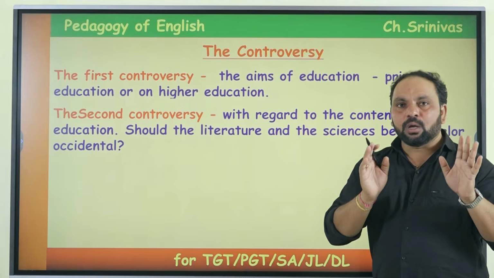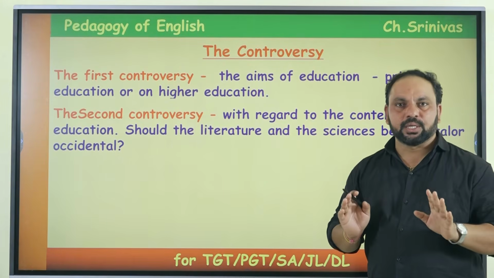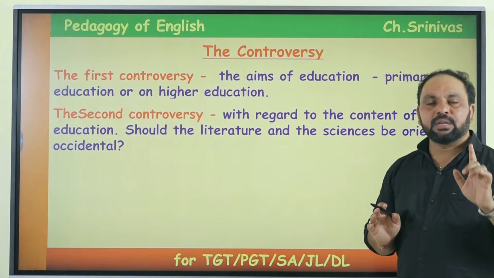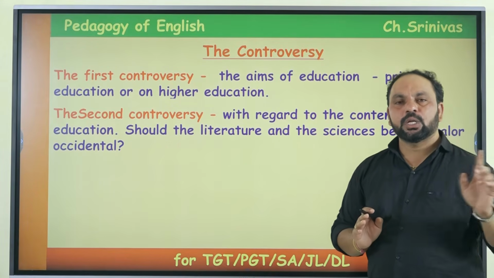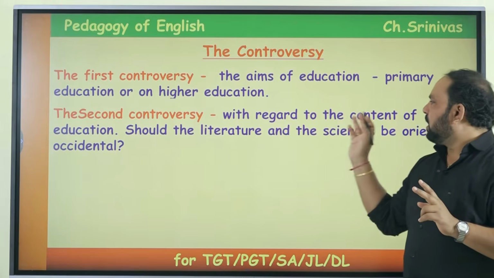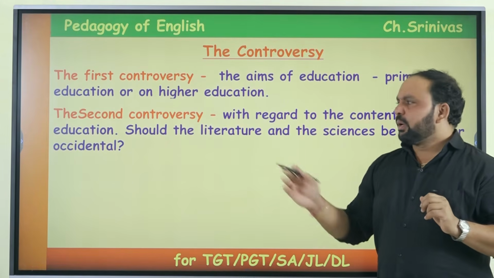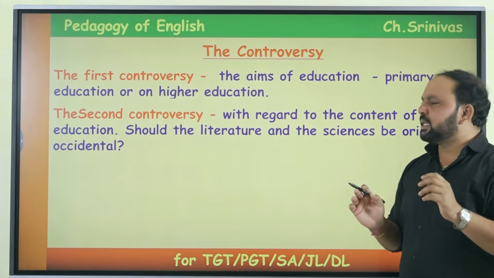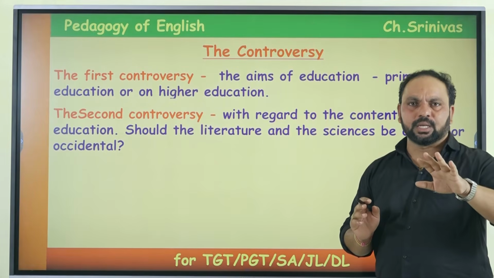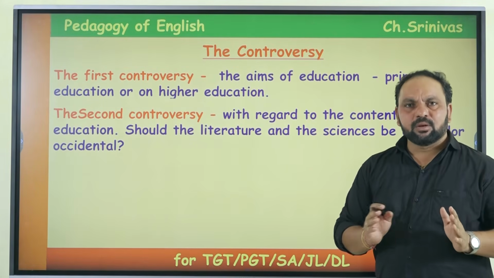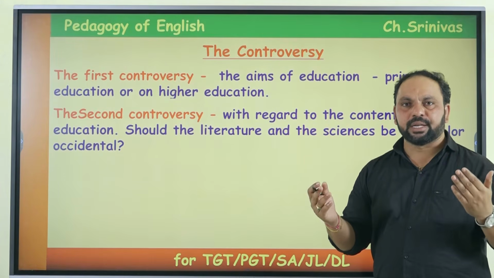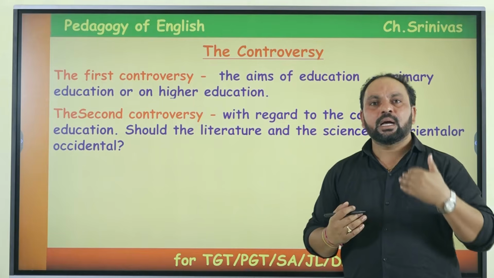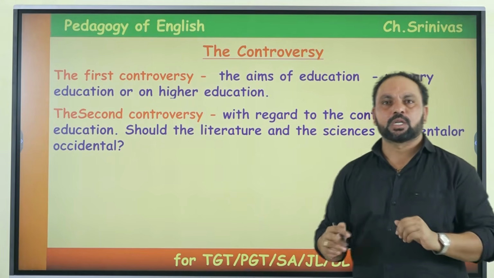I hope you are all getting the point that is discussed here. The first controversy is regarding whether to spend that money on primary education or on higher education. The second one is regarding the content of education. Should the literature and the sciences be oriental or occidental? Should it be spent on Indian languages, since they said revival and improvement of literature? Indian literature or English literature? That was the second controversy.